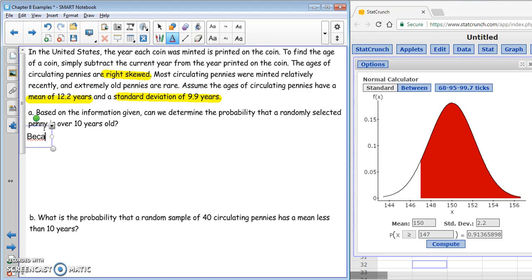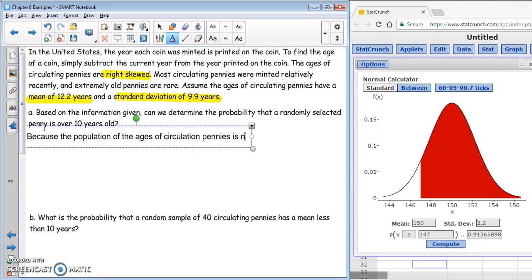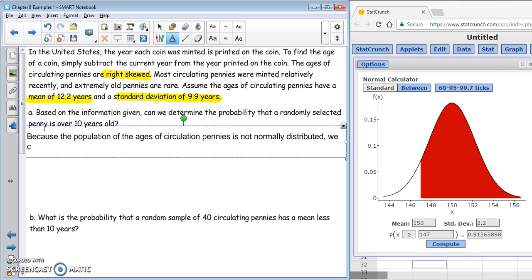Because the population of the ages of circulating pennies is not normally distributed, we cannot determine the probability that a randomly selected penny is over 10 years old. So we need it to be normal at this point.